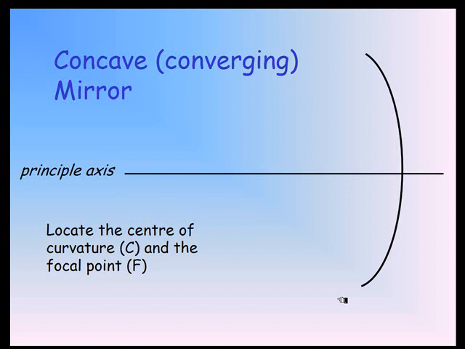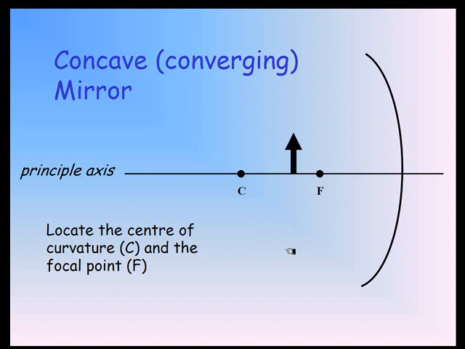What we'll do here is take a look at how to draw the ray diagrams for a converging or concave mirror. First thing we'll need is the center of curvature, which is really the spherical radius of the mirror. And of course, halfway between the center and the mirror itself, we're going to find the focal point. And so the focal point is right there. Those are two very important points.